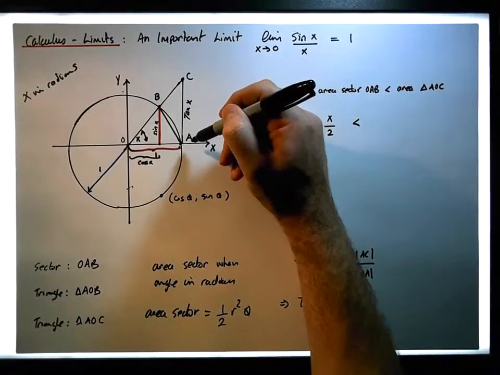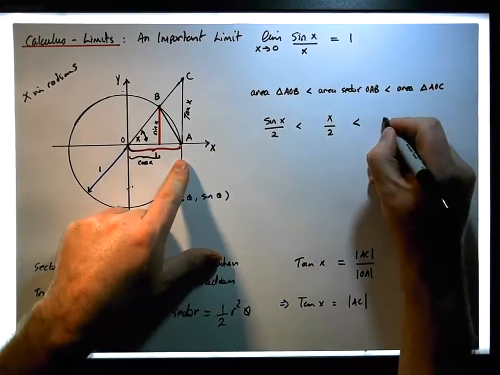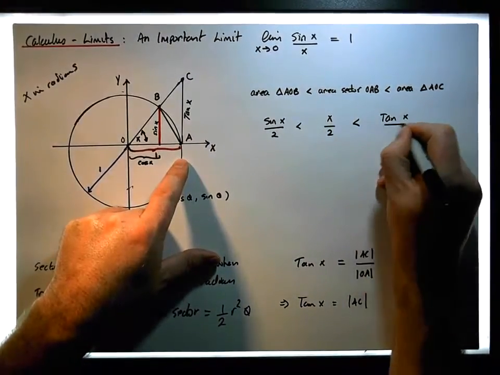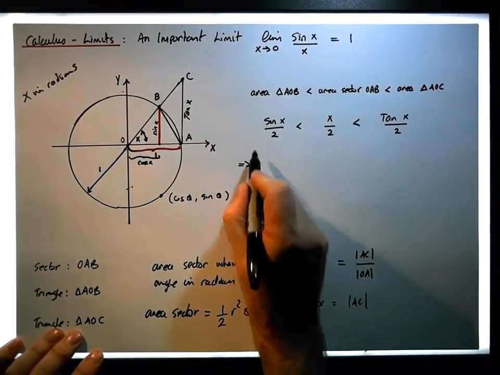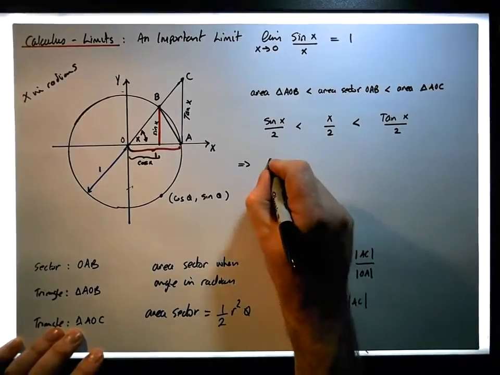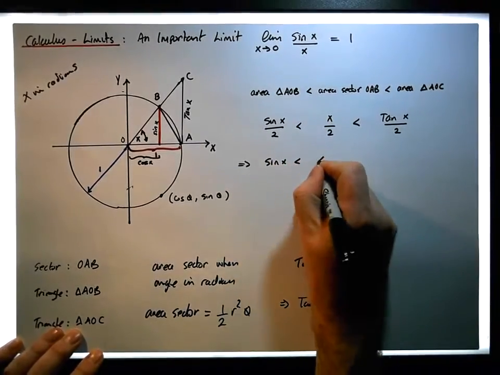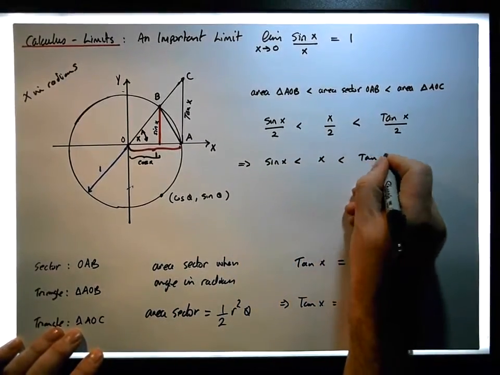is tan x. So it's a half tan x. So it's actually tan x over 2. What does this give us? This implies, multiplying across by 2, that sine x is less than x, which is less than tan x.